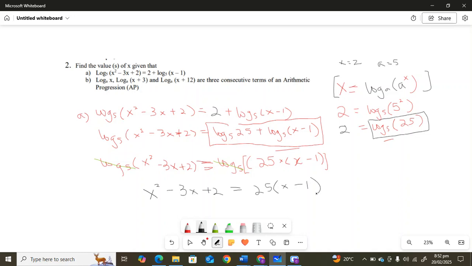Okay. As I said, you want to get rid of the logarithm so that you remain with the pure algebraic expression so that you can solve for x. Any questions before we start to solve for x?